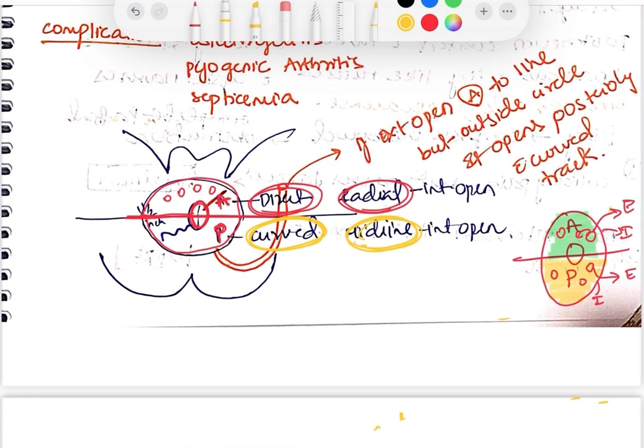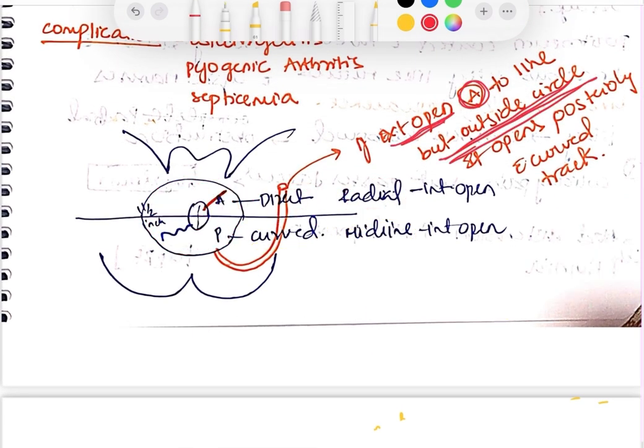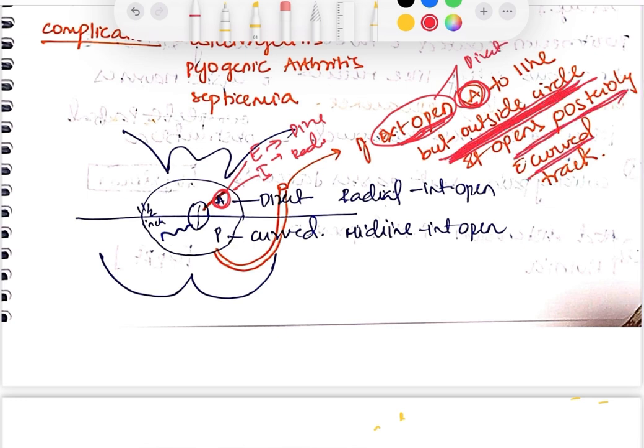And there is one exception to it. So normally if it is within the circle, an anterior opening should have an external opening and an internal opening. External will be of direct type, internal will be of radial type, right? So what are they saying here? If the external opening is anterior, what should it be? It should be of direct type. But if it is outside the circle, it opens posteriorly with a curved track.